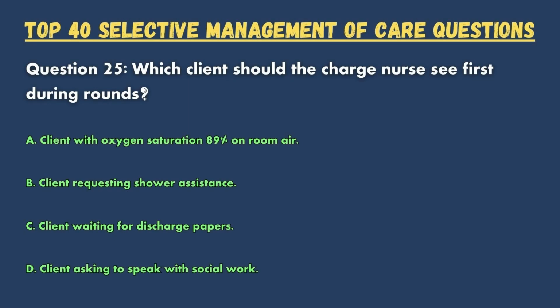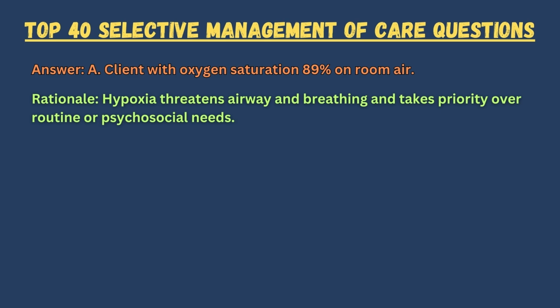Question 25. Which client should the charge nurse see first during rounds? A. Client with oxygen saturation 89% on room air. B. Client requesting shower assistance. C. Client waiting for discharge papers. D. Client asking to speak with social work. Answer: A. Client with oxygen saturation 89% on room air.